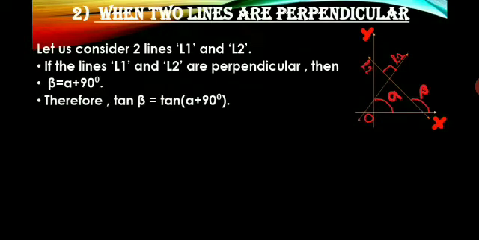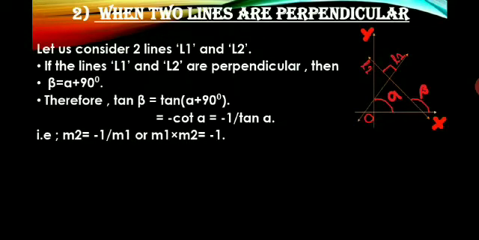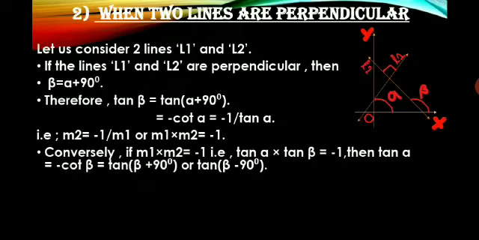Therefore, tan beta is equal to tan of alpha plus 90 degrees, which is equal to minus cot alpha, which can also be written as minus 1 by tan alpha. That is, m2 is equal to minus 1 by m1, or m1 into m2 is equal to minus 1.